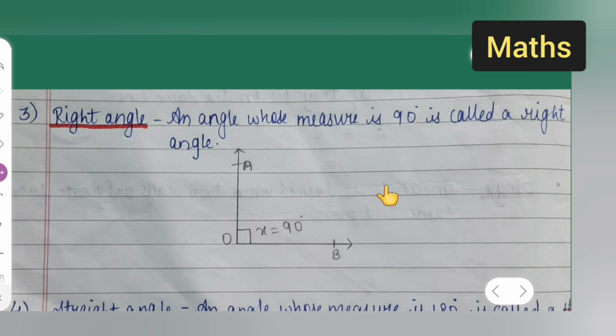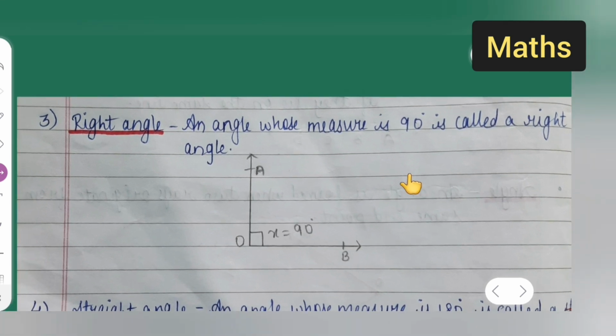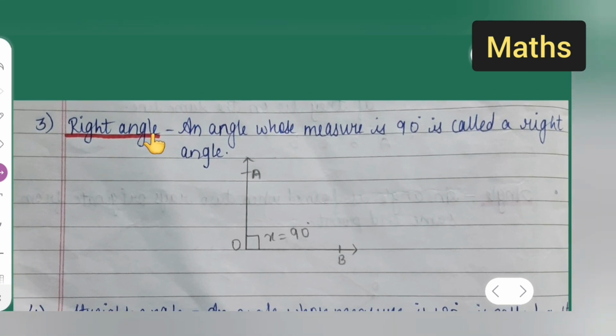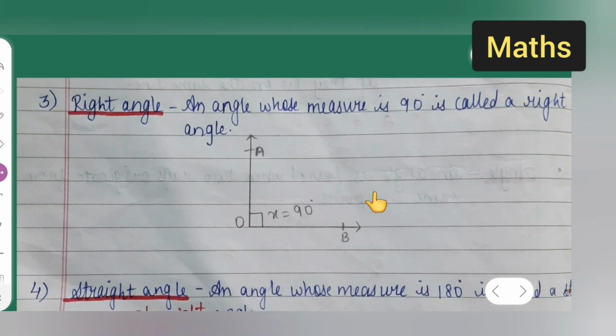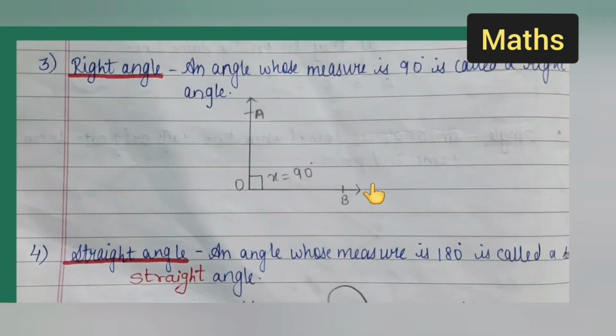Next, moving towards the right angle. Now let us see what a right angle is. An angle whose measure is 90 degrees is called a right angle. The measure of this is a right angle, and its measure will be only 90 degrees, not more than that. Next, you all can take down this. Next, let us see straight angles.